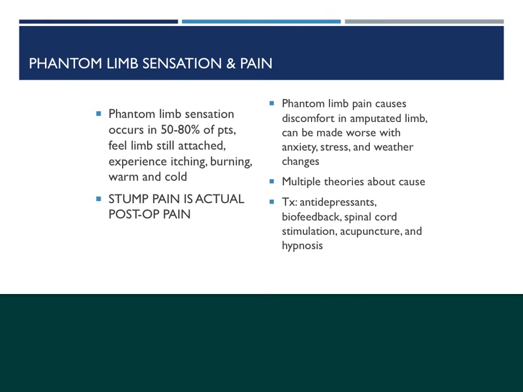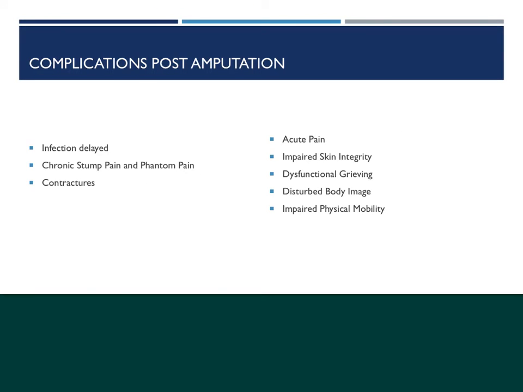As far as post-op stump pain, we treat that with opioids. When we need to deal with phantom limb pain, a lot of antidepressants are effective; biofeedback, sometimes spinal cord stimulation, acupuncture, and hypnosis are some options. Now let's talk about this patient post-operatively now that they've had their amputation. We need to be concerned, for instance, with infection, so we need to make sure that we prevent or detect an infection.